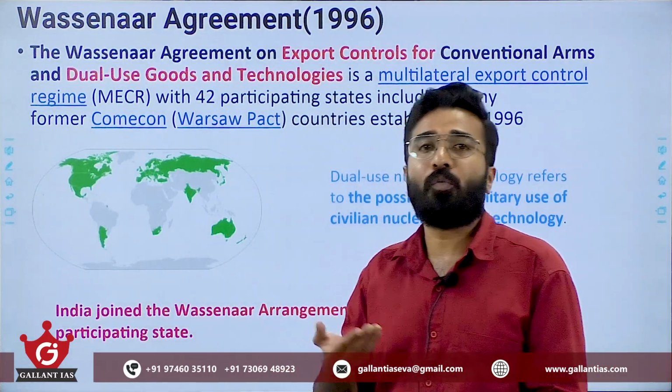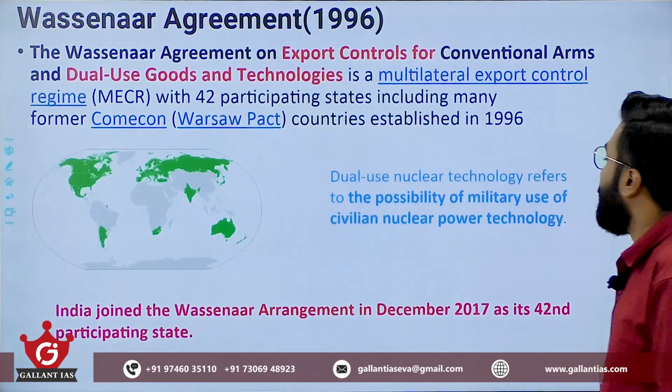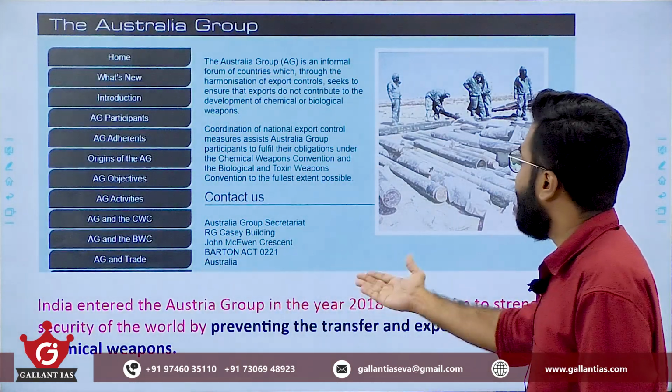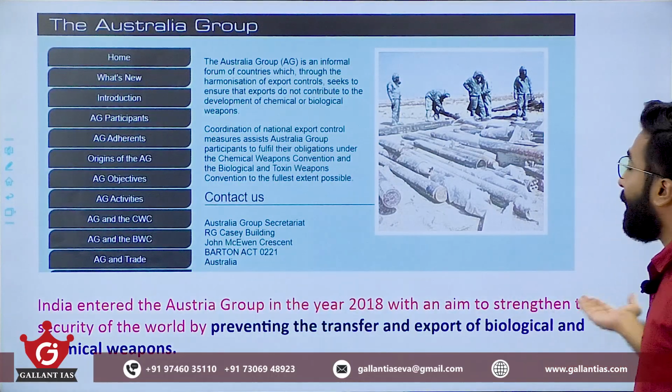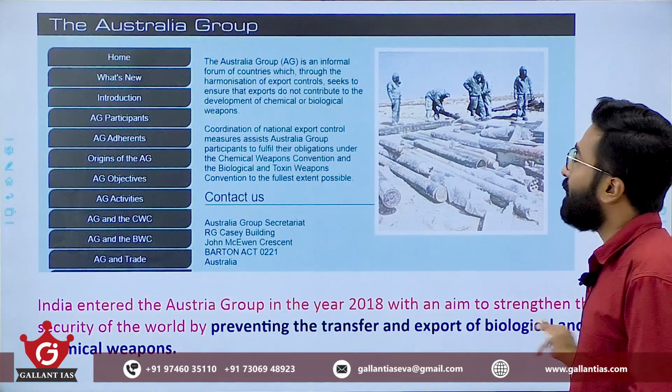What is the issue with it? We will be talking in our module course. India has recently become a member of the Wassenaar Agreement in 2017. Now about the Australia Group, it is all about the transfer and export of biological and chemical weapons. India has recently entered the Australia Group in 2018.